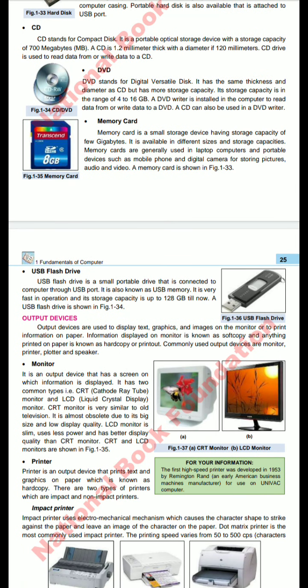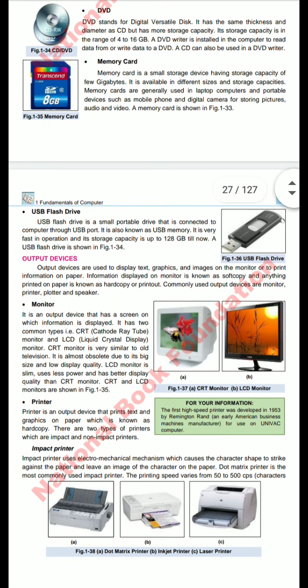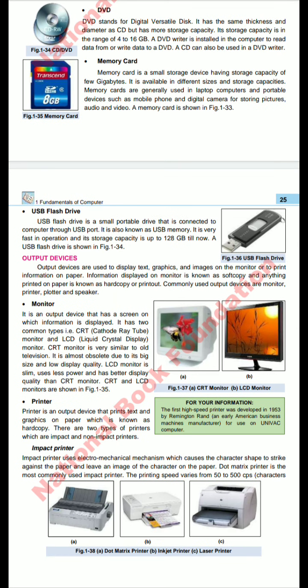USB or flash drive. This is also a kind of storage device, and a small and portable device. This is also known as a data carrier. We can carry data from one computer to another computer. It is connected to the computer through the USB port. It is also known as USB memory. It is very fast in operation and its storage capacity is up to 120 GB till now.